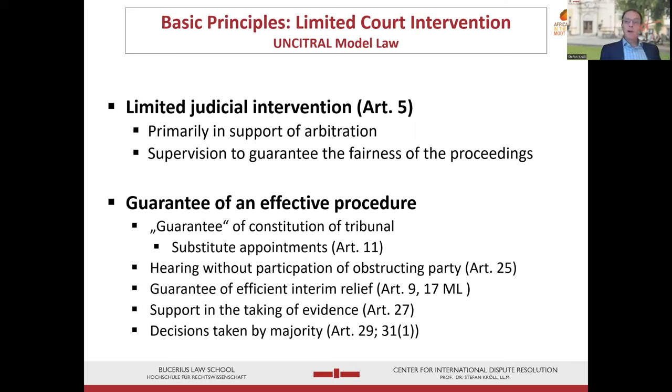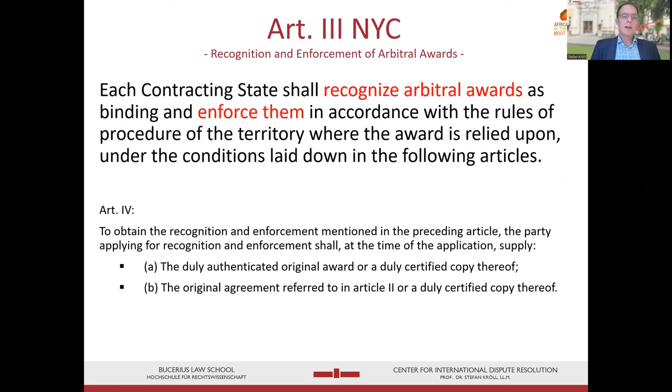And the last principle which I would like to discuss, a general principle coming from the correctness of arbitration, you will find embodied in Article 3 of the New York Convention. Article 3, the second major obligation resulting from the New York Convention, is that the contracting states have to recognize arbitral awards and enforce them in accordance with their own rules of procedure, but the general obligation to recognize and enforce arbitral awards exists.